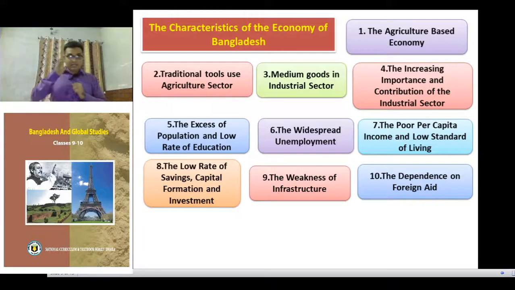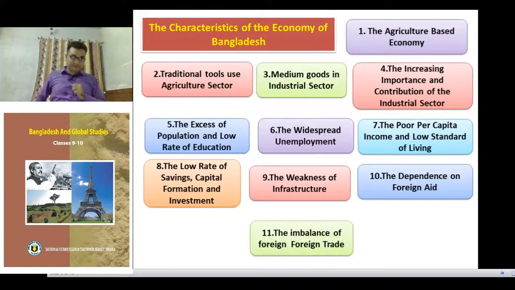Dear students, the next characteristic is the imbalance of foreign trade. At first you have to understand what is called the imbalance of foreign trade. Imbalance of foreign trade means export will be lower than import. That means every year we have to buy many goods from other countries, rather than sell goods from our country to other countries. So the imbalance of foreign trade is one of the characteristics of the economy of Bangladesh.